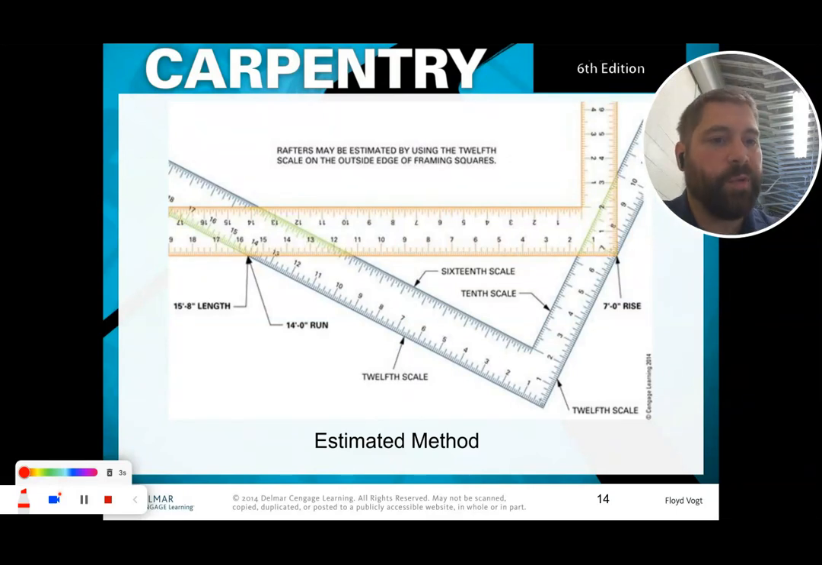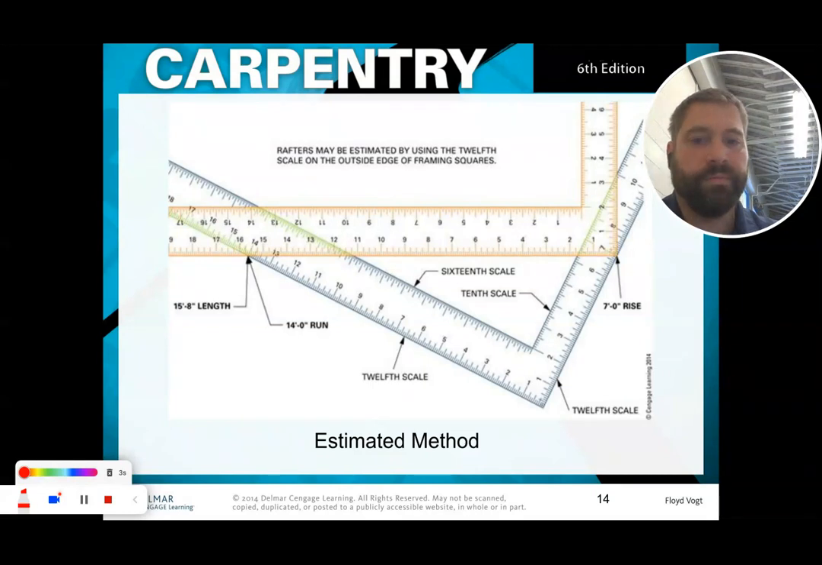Now, typically we have a 16th inch scale, and we're used to using that. Well, when you look at a framing square, you have a 12th scale, which will really help us out when it comes to doing this. If we come up here and go to our 7, then we can come down here, and you can see that at a 14-foot run, when we intersect it with our other square, it'll be 15-foot 8 length. So this actually does all the calculation for us. We don't need to worry about it.